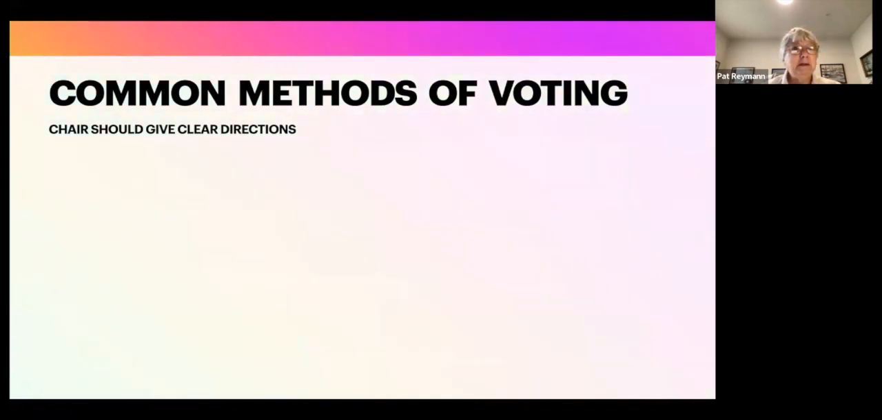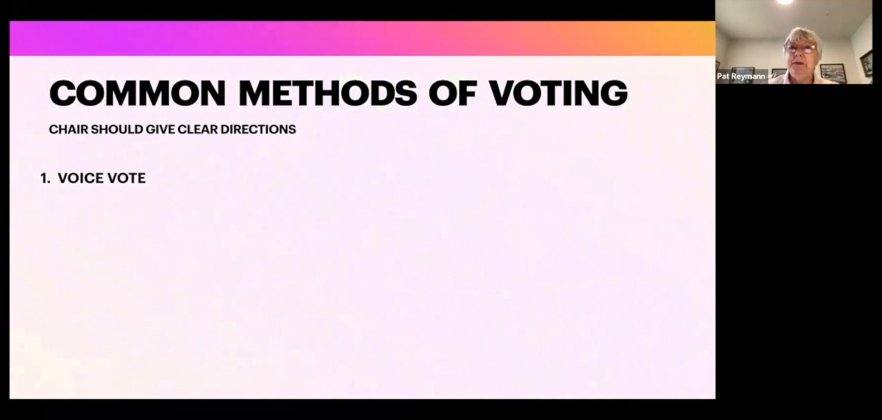For instance, those opposed, that's not a direction. Those opposed, raise their right hand or jump up and down or whatever it is the chair wants you to do. But you don't just say those opposed, for an example.